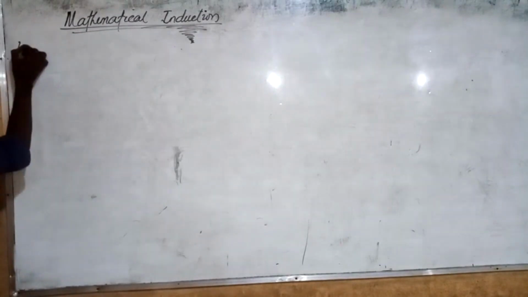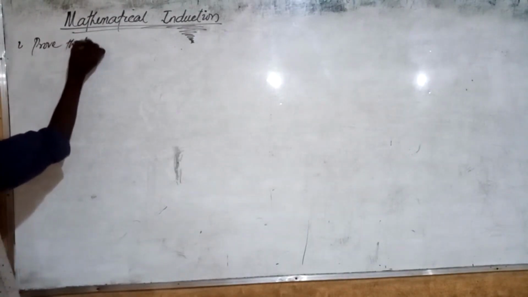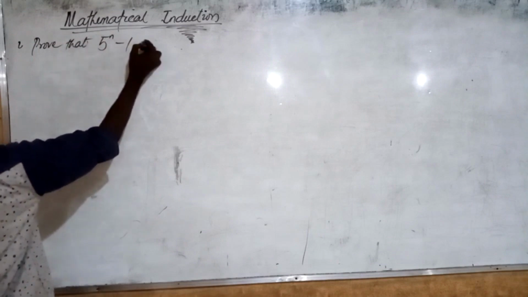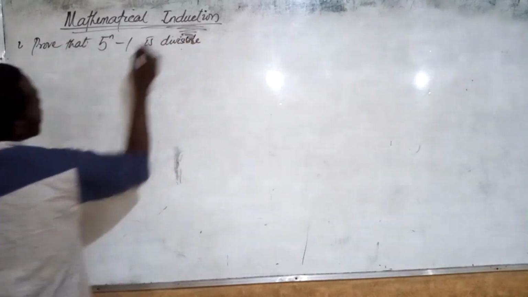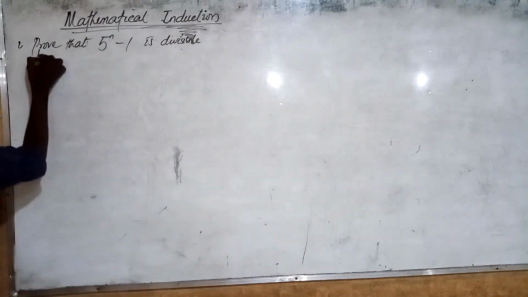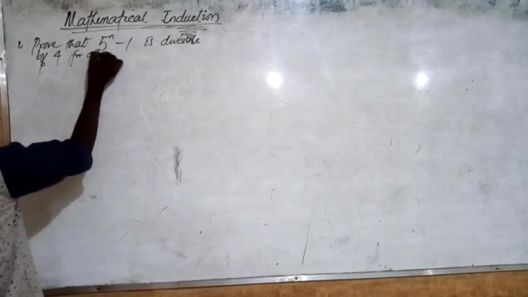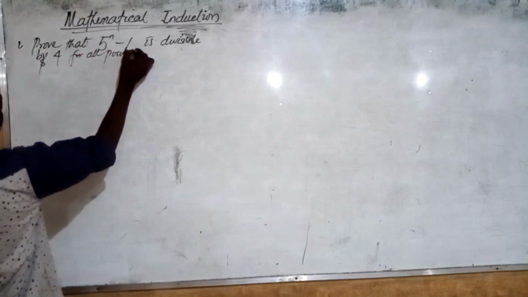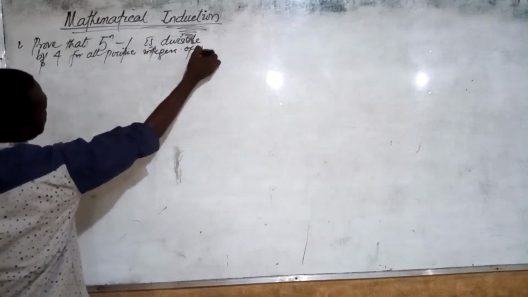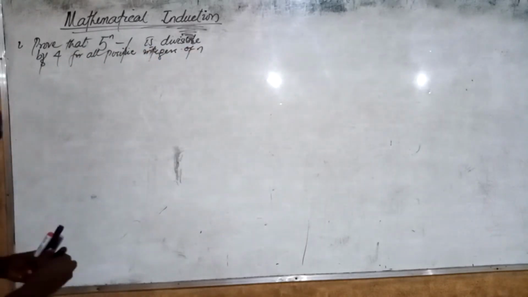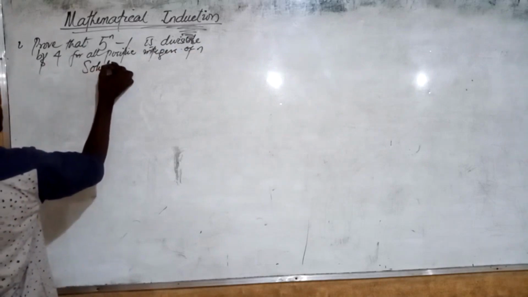The first question says, prove that 5 raised to the power n minus 1 is divisible by 4 for all positive integer values of n. All right, so this is a very simple question. Now, how do we attempt this question?